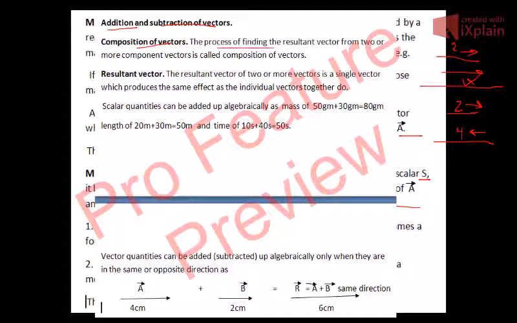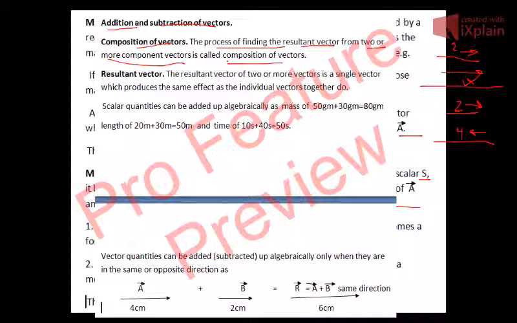The process of finding the resultant vector from two or more component vectors is called composition of vectors. So what we have to do is find a resultant vector. A resultant vector will be a single vector. We have to find that from two or more vectors.